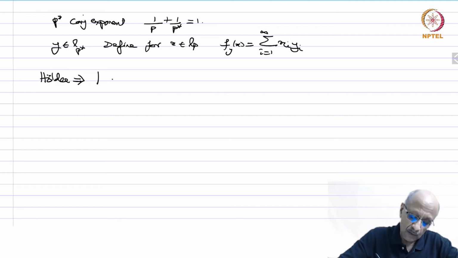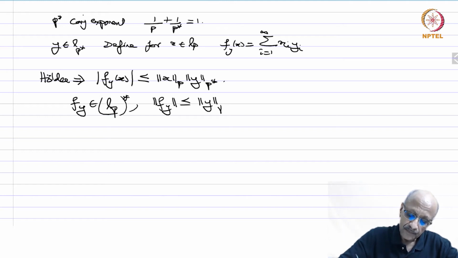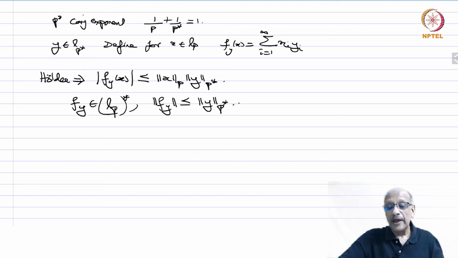What does it say? That mod Fy of x, we already saw this example, is less than or equal to norm x p times norm y p star. So Fy is an element in the dual of lp, so it is in lp star, and norm Fy is less than or equal to norm y p star. So I want to now show that every continuous linear functional on lp occurs in this fashion, and in fact this inequality is an equality.